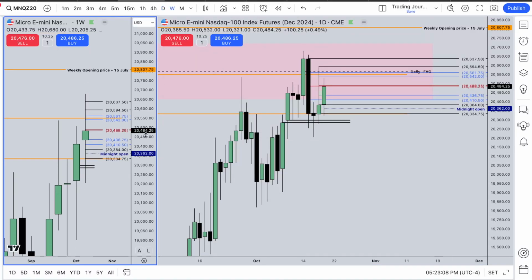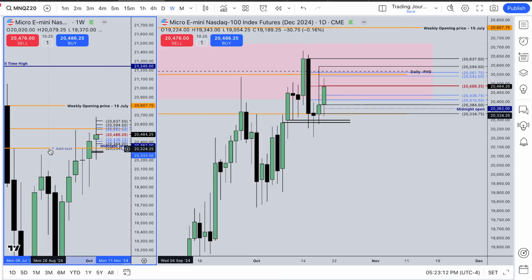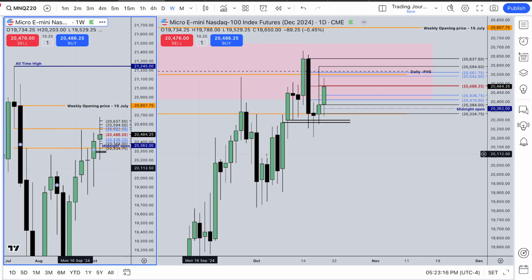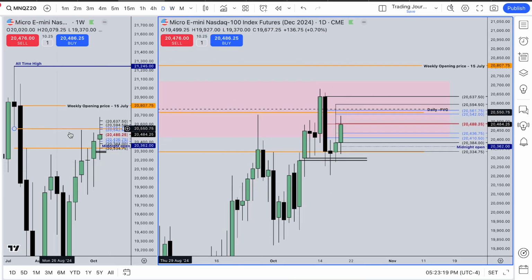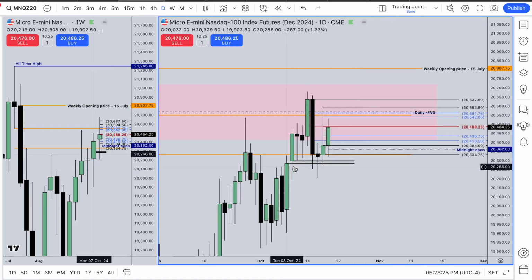Friday, 18 October. This is the weekly chart annotated at the opening prices. The weekly fair value gap that I want to see inverse. Then we have this daily fair value gap. I want to see this inverse. And why do we want to see this inverse?